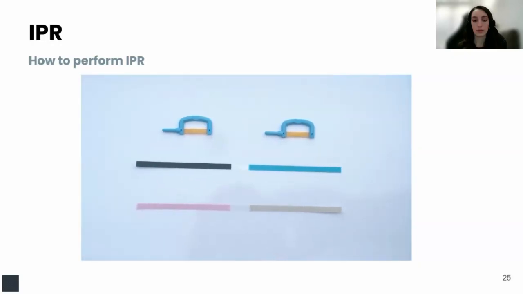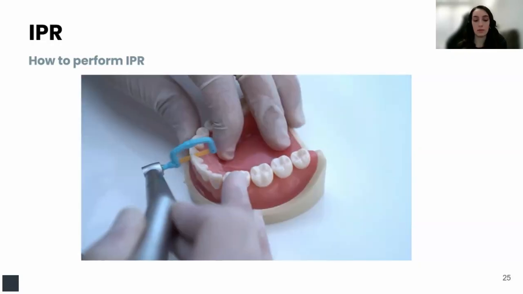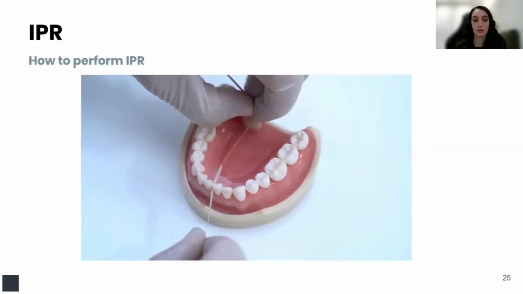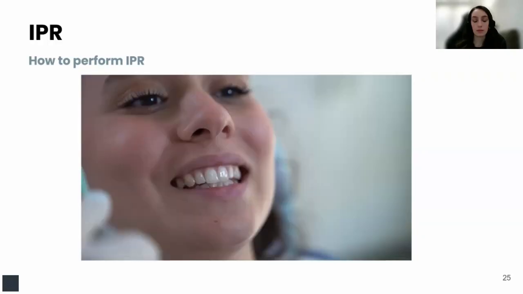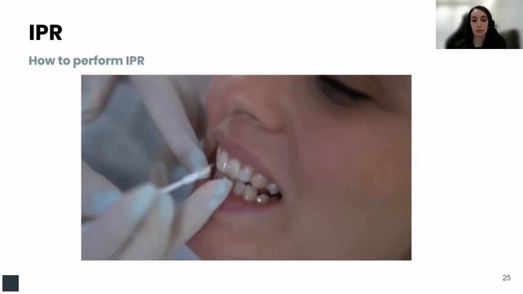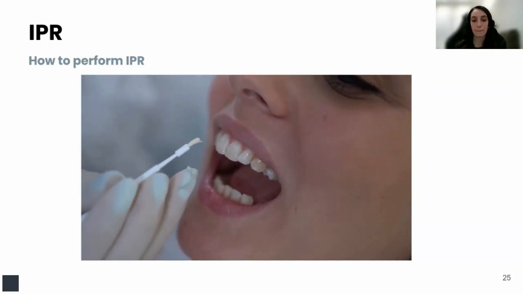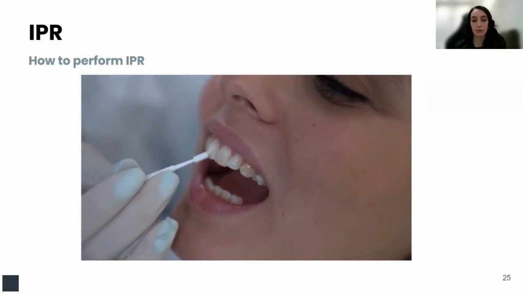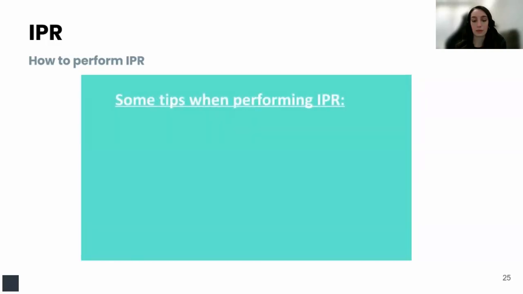After doing the IPR, take polishing interdental strips and smoothen the contacts. The final step is to apply fluoride on the teeth to avoid any sensitivity. Here are some tips when performing IPR.